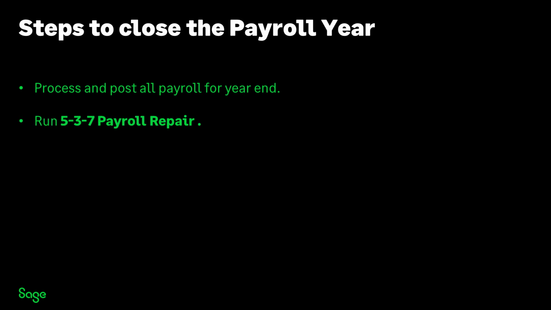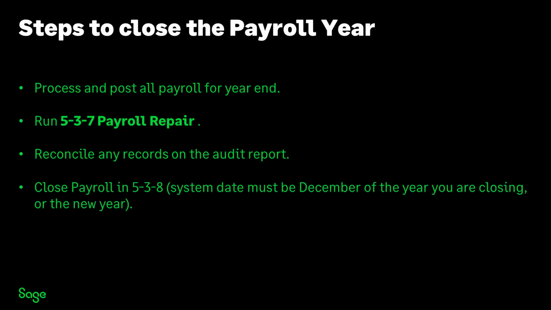Run 537 payroll repair to make sure all totals are accurate and there are no audit errors. Reconcile any audit errors. The audit report is informational and will not prevent you from closing or archiving payroll. Close payroll in 538. Your computer system date must be in December of the payroll year you are closing or the new year. You still need to close a payroll year before you begin entering records for the new year.